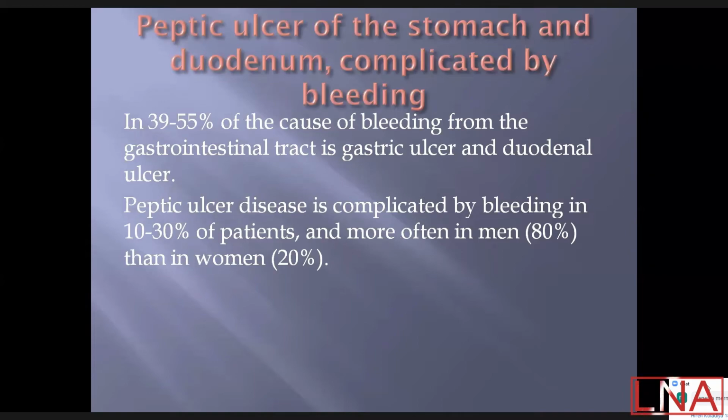Peptic ulcer of the stomach and duodenum complicated by bleeding. You may see that 39 to 55% of cases of bleeding from the gastrointestinal tract are from gastric ulcer and duodenal ulcer. Peptic ulcer disease is complicated by bleeding in 10 to 20% of patients. It's more often in men than in women.